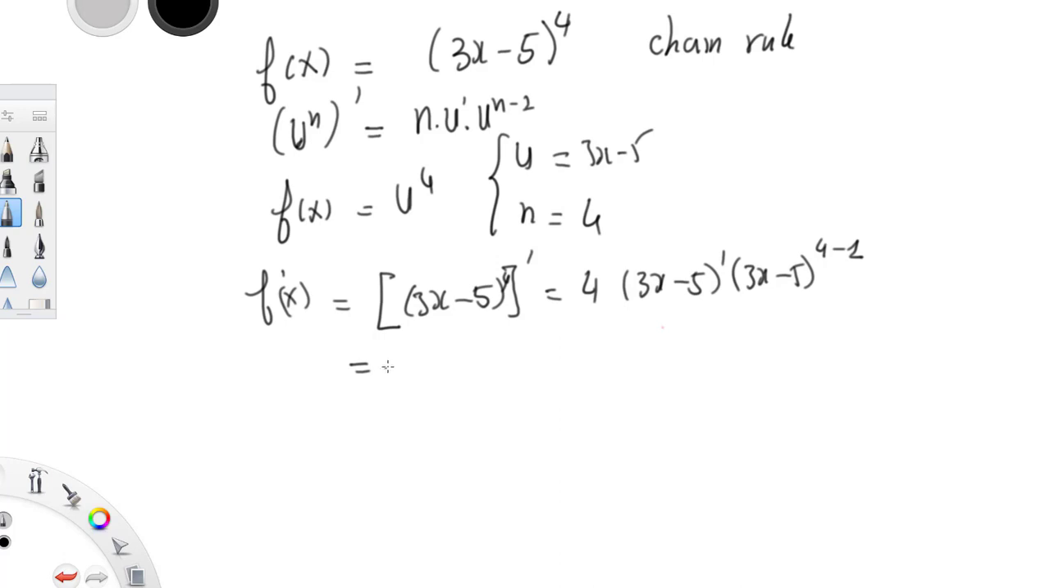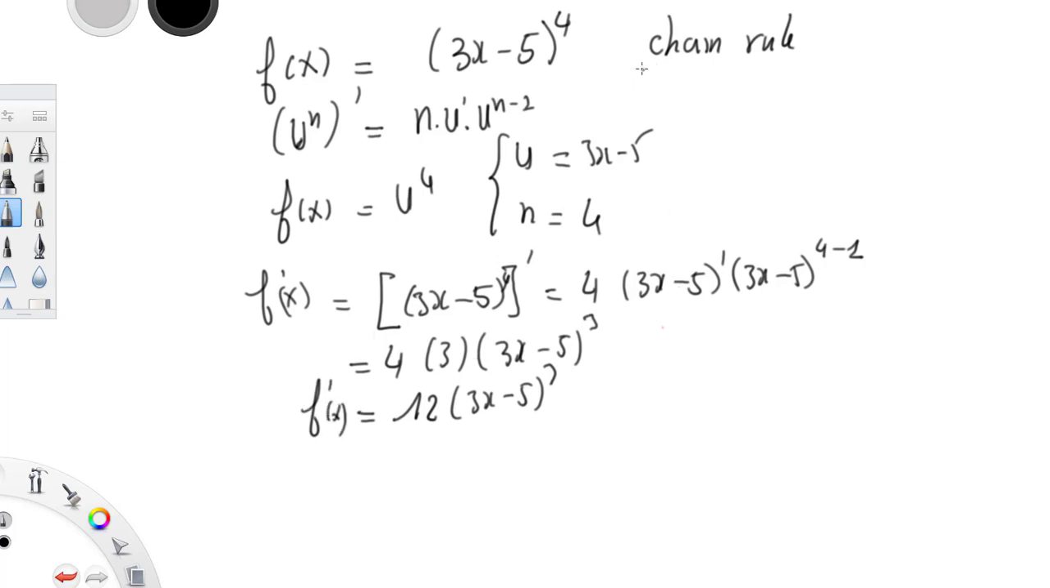So what is the answer? You have 4, but the derivative of 3x minus 5, as you know, 3x has derivative equal to 3, right? And the derivative of negative 5 is 0. So you have just 3 multiplied by (3x minus 5), and 4 minus 1 would be 3, right? So 4 times 3 is 12, it's going to be 12 times (3x minus 5) cubed. Okay, this is f prime of x.